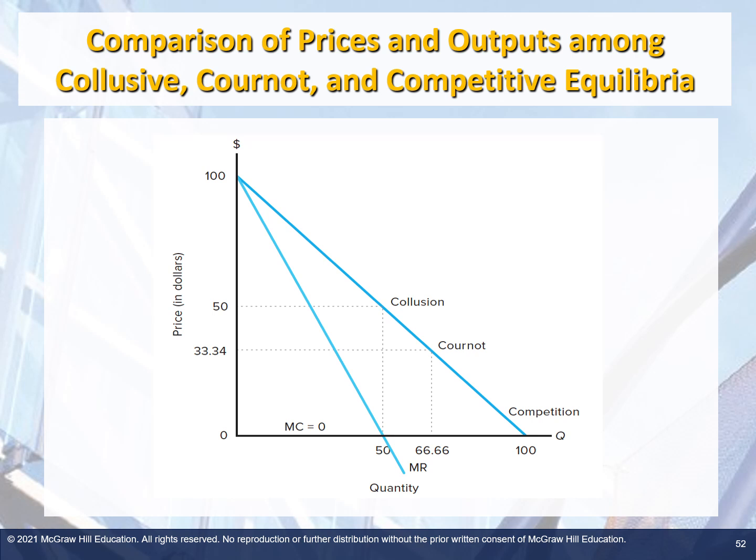Here we compare output and pricing across collusion, Cournot, and competition. Managers do need to know that collusion is illegal. Cournot is strategic, and perfect competition is often, well, theoretical.